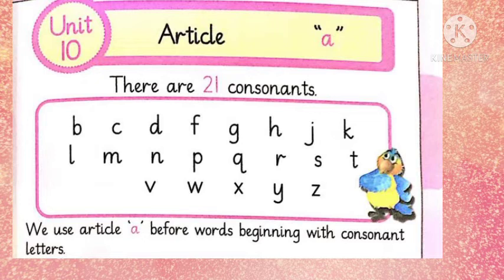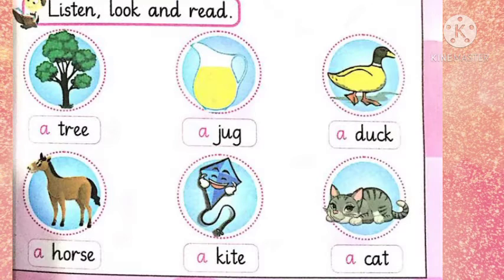So let's start reading. Listen, look and read. Look at the first picture. What is it? It's a tree and tree begins with letter T. T is a consonant. So what we will write here? We will write here a. Look at the next picture. What is it? It's a jug and jug begins with letter J. J is a consonant. It's not a vowel. So we will write article a.